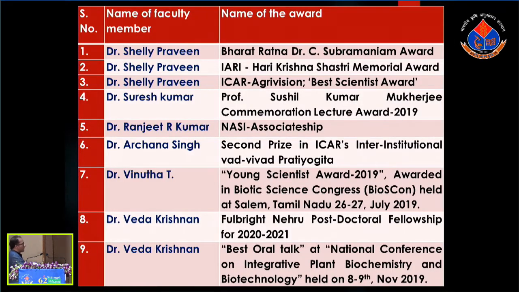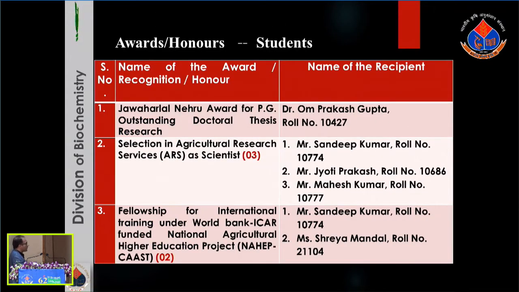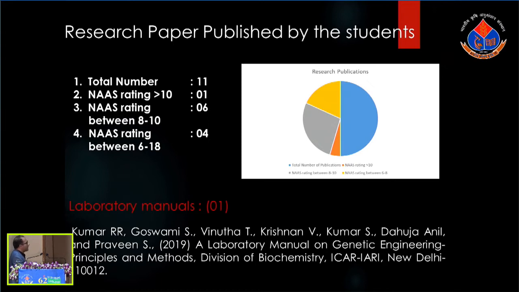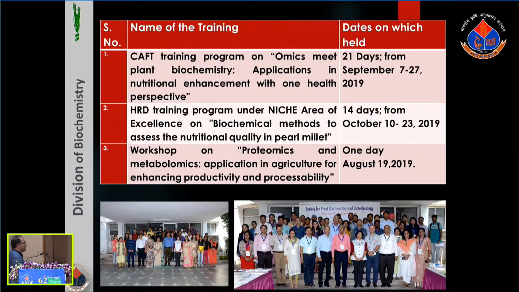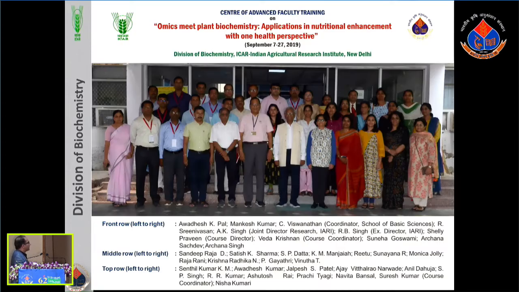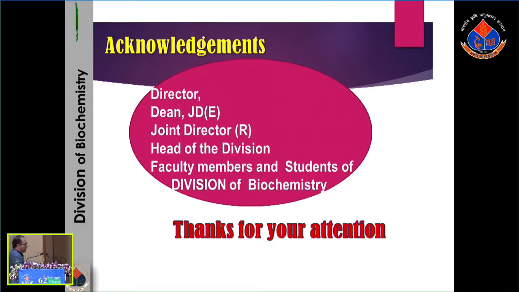These are the awards received by the faculty members, and then the awards received by the students, and the number of publications coming out of the thesis. In total 11, and out of that one had more than 10 NAAS rating. These are the placements of the students, and these are the trainings organized by the department. And in the end, my sincere acknowledgements to the Director IARI, Dean and Joint Director Education, Joint Director Research, Heads of the divisions, faculty members, and all the students of the Division of Biochemistry. Thank you very much.